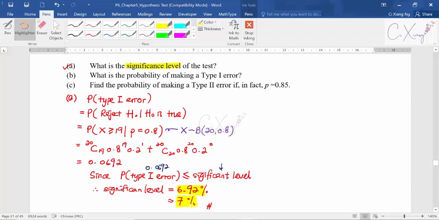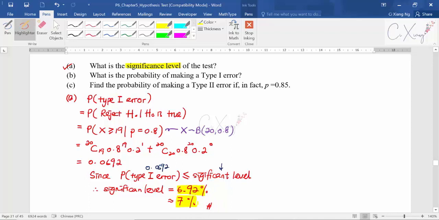If they want a round whole number, then you can write 7, because the significance level should be equal to or more than 6.92%. For myself, I usually write out both. I write out the smallest significance level, which is 6.92, and then I also round it off to 7% if the number is very close to the next whole number. Like 6.92 is very close to 7, so I will write out the 7 as a whole number answer for significance level.